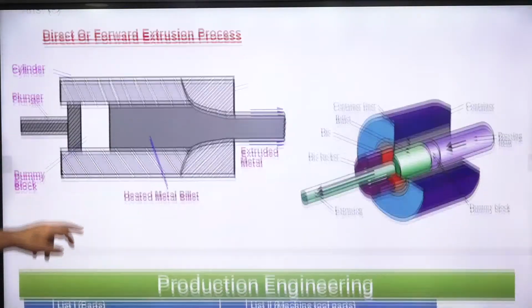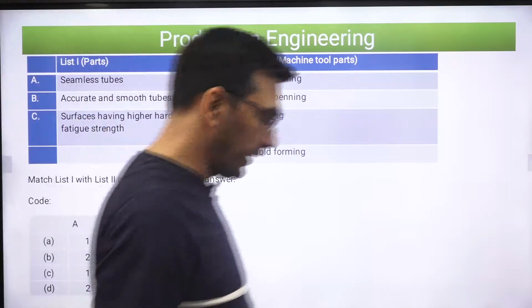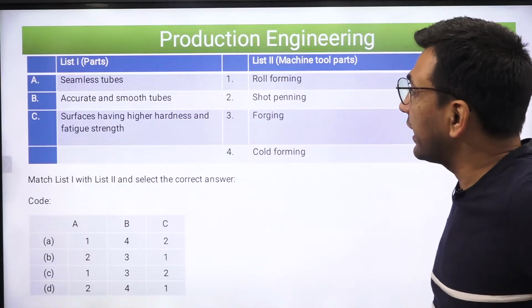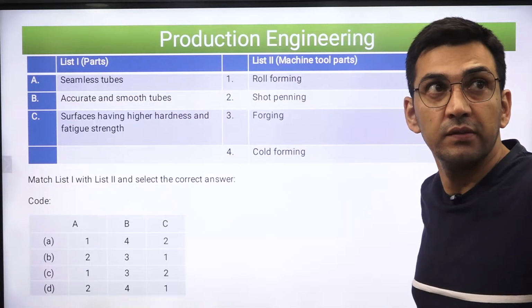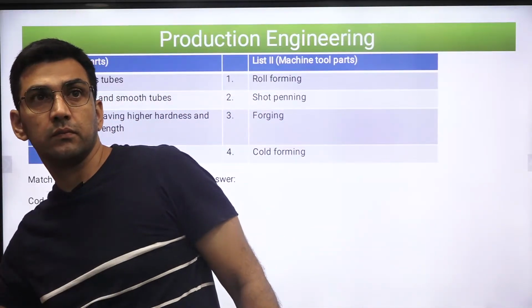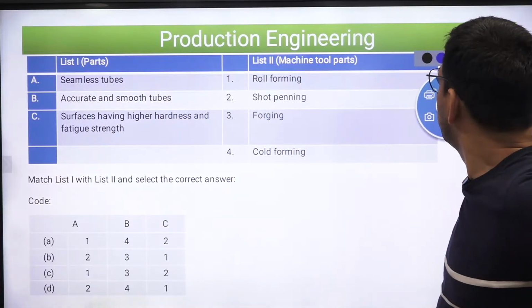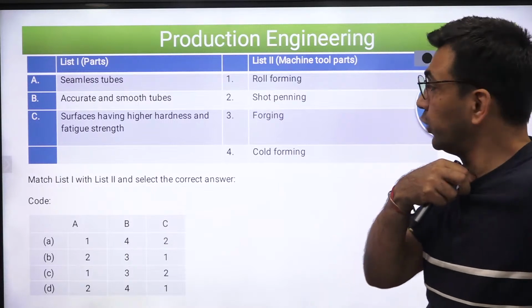It's the same process, forward extrusion process, shown to you in a different way. Just go through it now. Just have a look. You have to relate these. On one side you have been given these seamless tubes, then accurate and smooth tubes, surface having higher hardness and fatigue strength. So which one is going to match correctly? Seamless tubes, when you have to make them, you have to see two things. 2D.